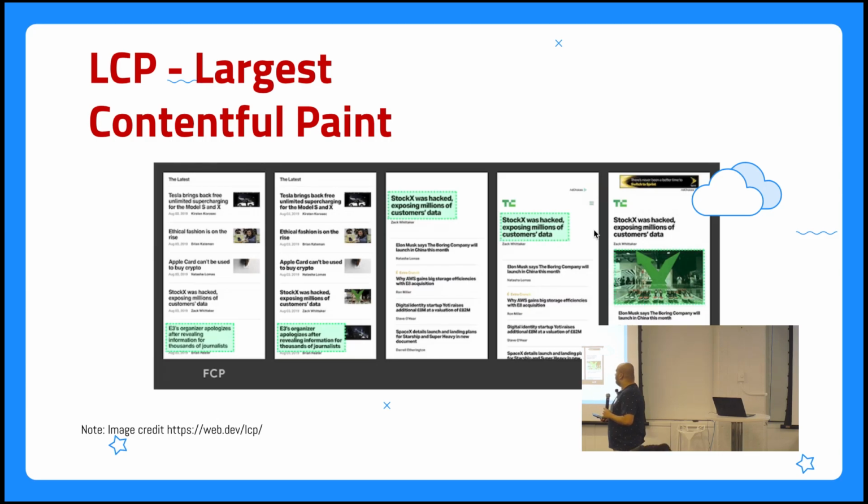This is an example which illustrates the difference between the FCP and the LCP. But it gives you an idea, especially in the last frame, since the image is the last element that loaded, it's the one of significant importance.